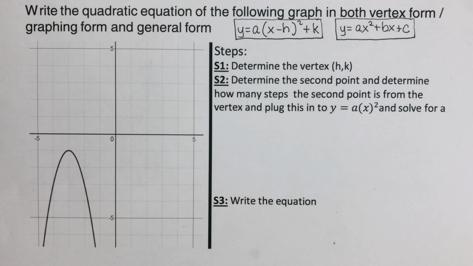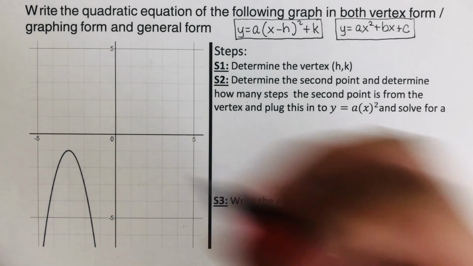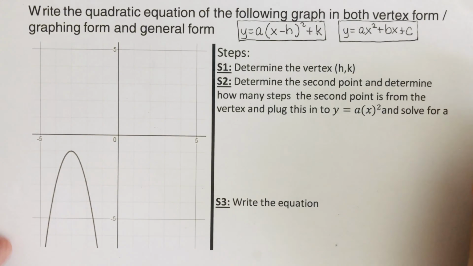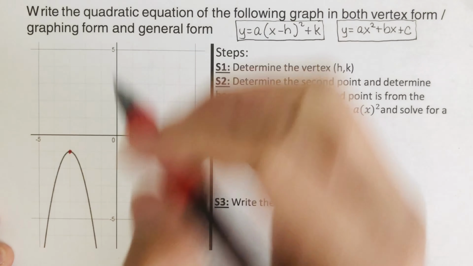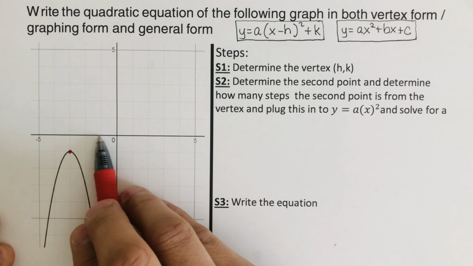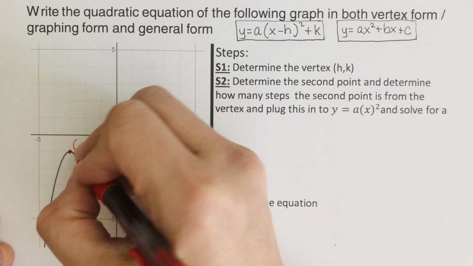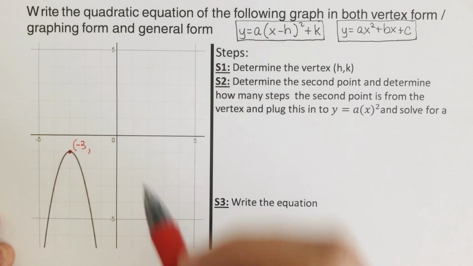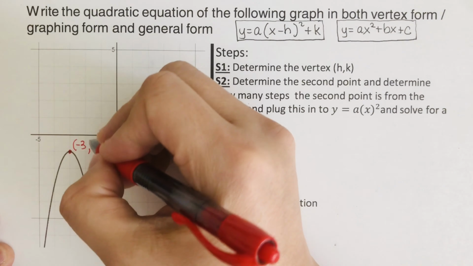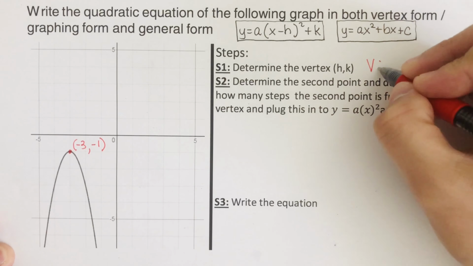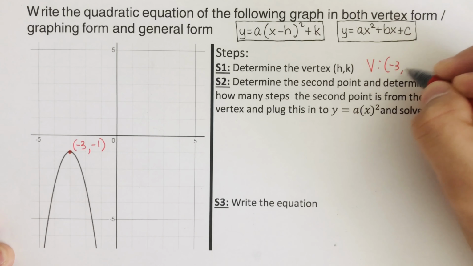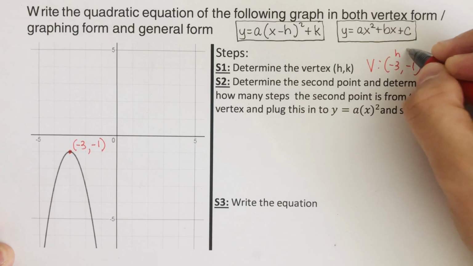Okay, so we go over the problem here. First, we determine the vertex. The vertex is up here. The coordinate for that is 1, 2, 3, that's negative 3, and then that's a negative 1. So the vertex is (-3, -1), where -3 is the h and -1 is the k.